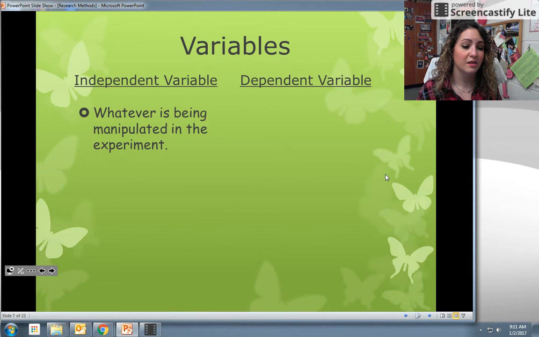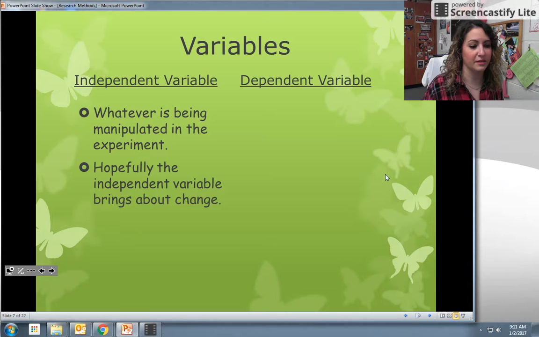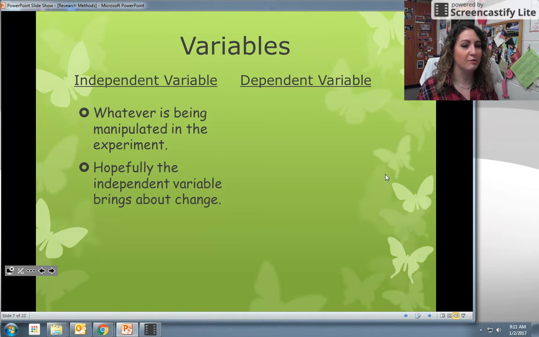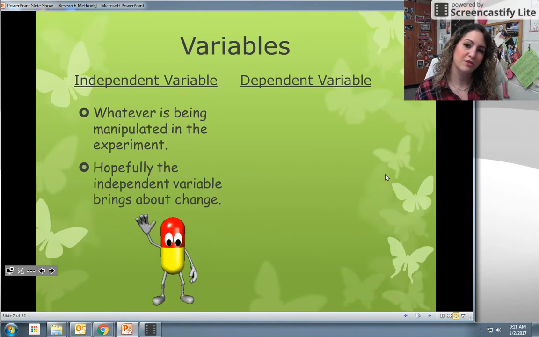For psychology experiments, a lot of them are going to be dealing with like medicine. Give this group 10 milligrams of Ritalin, and then give this group a placebo or something like that. And so hopefully the independent variable brings about change. If you're trying to see what type of drug helps with ADHD or helps with depression, hopefully the drug is going to help with ADHD or depression, whatever you're trying to experiment. And so typically if you see an experiment and it uses a drug, the drug is the independent variable. It could also be different things.